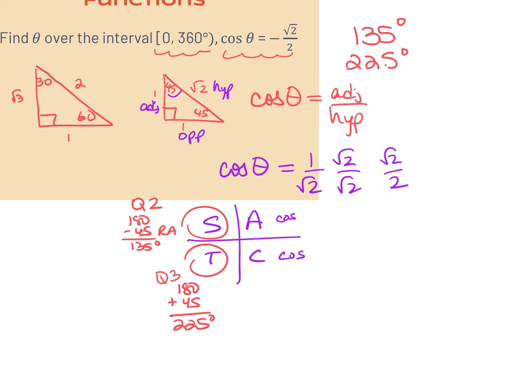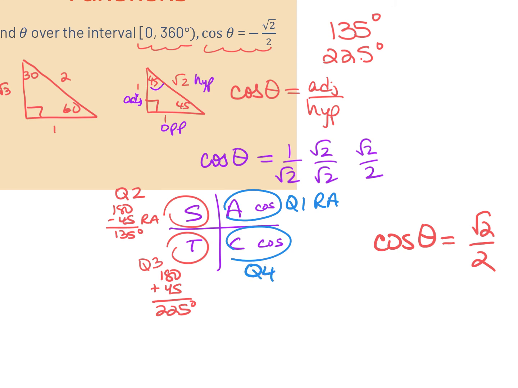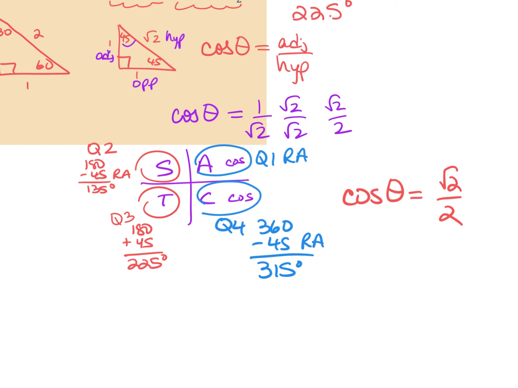If it were positive, let's say instead the question said, find theta, find the angle measure, when it's positive root 2 over 2, and we already saw that cosine's positive here and here. Remember, in quadrant 1, the reference angle is just whatever the angle was. In quadrant 4, what we're going to do is 360 minus the reference angle, and then that's going to give us an angle measure of 315. So when cosine of theta equals positive root 2 over 2, it'll be 45 degrees and 315.